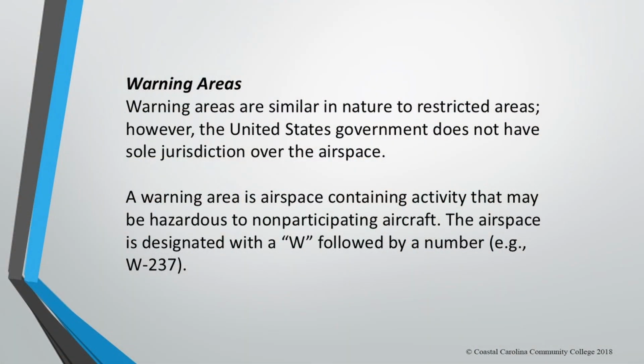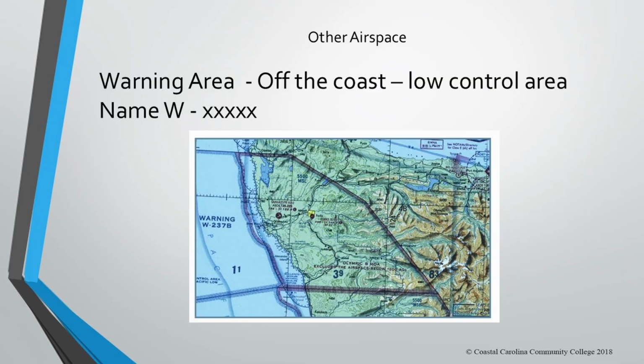The next type of airspace is called a warning area. They're similar in nature to restricted areas. However, the United States government does not have sole jurisdiction over the airspace. Usually it is joint between the FAA and the military. A warning area is an airspace containing activity that may be hazardous to non-participating aircraft. The airspace is designated with a W followed by 3 or 4-digit numbers.